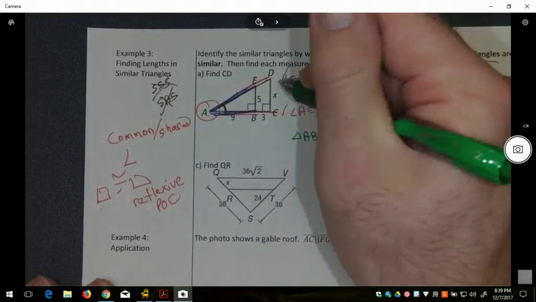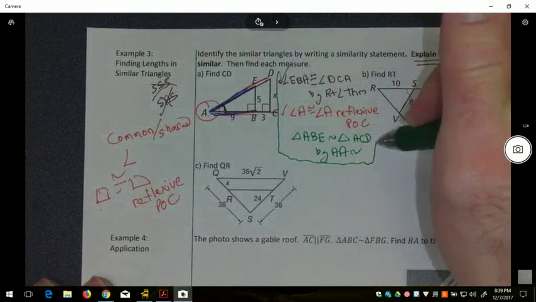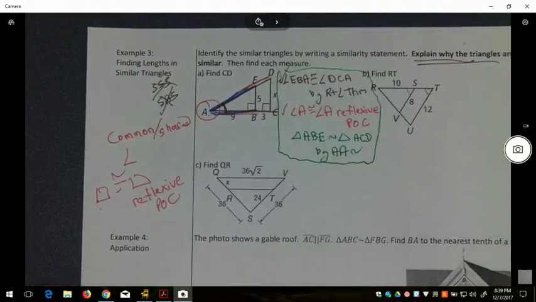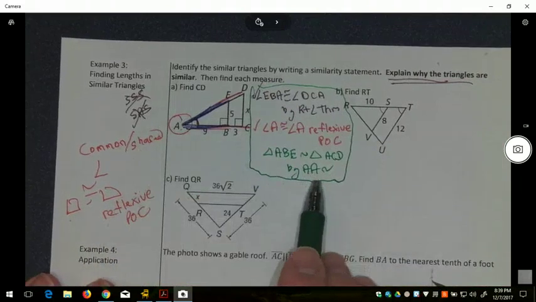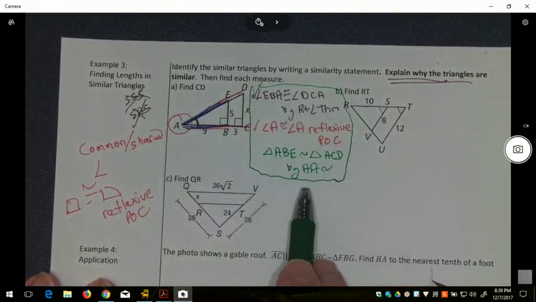Well, that's great, Mr. Ritter. We just did the same thing we did on the other page. How is that different? It's not. In terms of explaining why the triangles are similar, it's not. We have a reason and we have our evidence and we have to provide both.